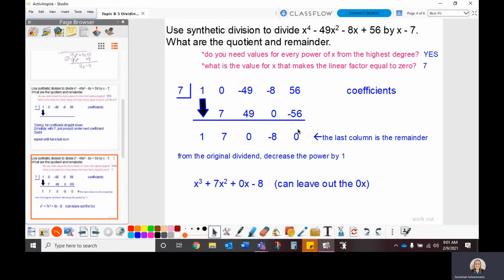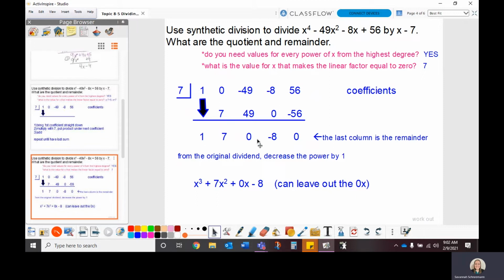So it's important to note the last column here, whatever your last sum that you get, that is your remainder. So since this is 0, we do not have a remainder for this division problem. So then from your original dividend, which is this x to the fourth minus 49x squared minus 8x plus 56, we're going to reduce it by a power of 1. So we start with x to the fourth. That means our first term in our quotient is going to be x to the third.